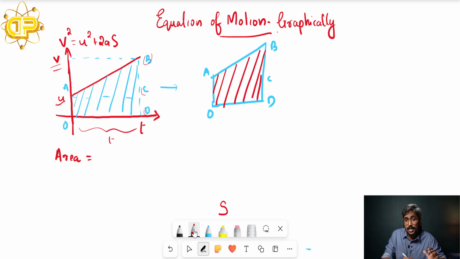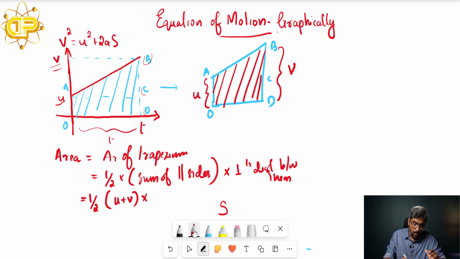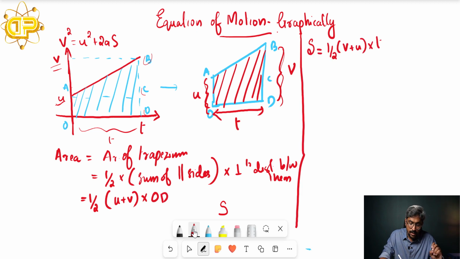This is what? This is a trapezium. So area is equal to the area of a trapezium there, right? And the area of a trapezium is given by half into the sum of the parallel sides, here AO and BD. AO is nothing but U, and BD means V. So U plus V into the perpendicular distance between these parallel sides AO and BD, that is OD. So that is equal to half into V plus U.